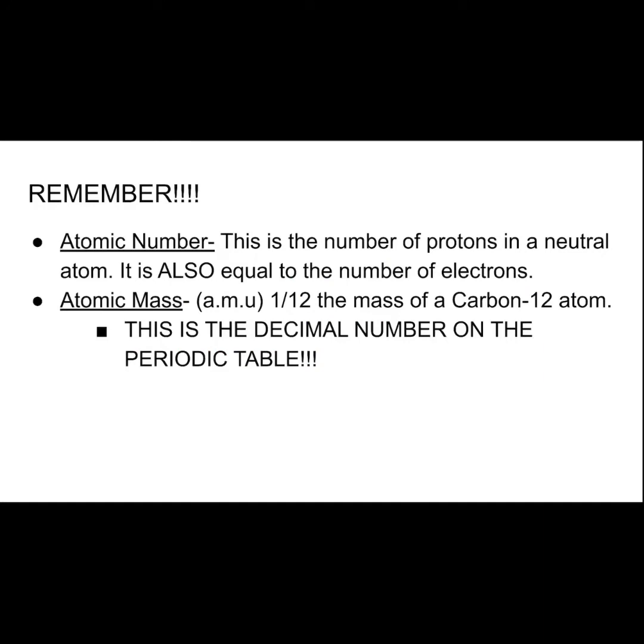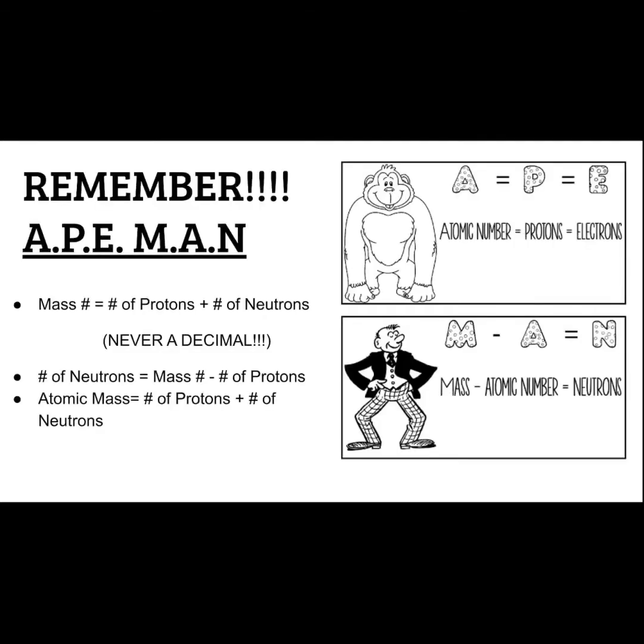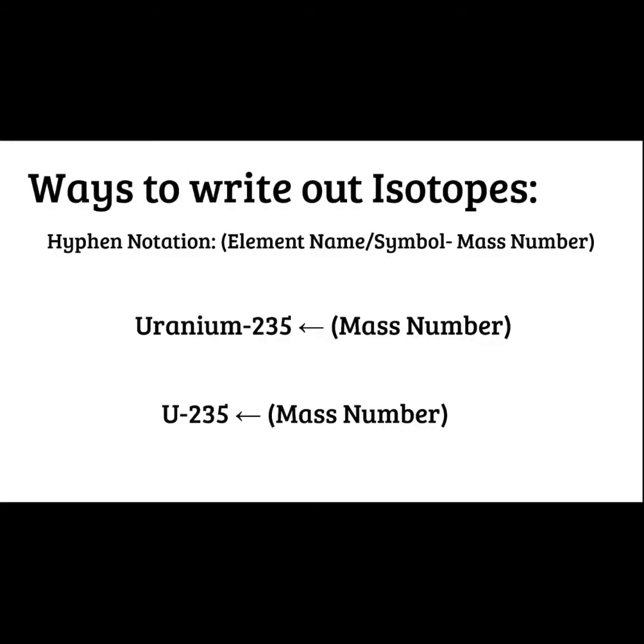They do have the same number of protons and the same number of electrons. Also remember the atomic number is equal to your protons and your electrons, and your atomic mass is a decimal number on the periodic table. Don't forget about APE MAN, we'll be using that a lot today. Mass equals protons plus neutrons. It will never ever be a decimal. Also, you can rearrange that to say neutrons equal mass number minus protons, and then atomic mass is protons plus neutrons. Remember, also the atomic mass is coming from your periodic table.